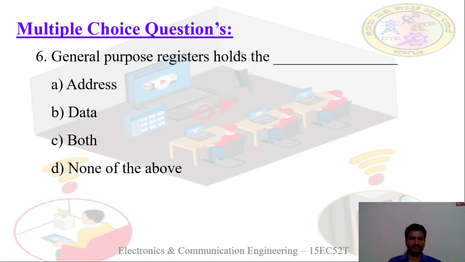Next question. A general purpose register holds the dash: A address, B data, C both, D none of the above. The general purpose registers available in the ARM controller hold address, data, both, or none of the above. The answer is both. A general purpose register is used to hold data as well as addresses. I think you have observed in the STR and LDR instructions, also in the STM and LDM instructions, that one of the registers holds the address and some registers hold the data.